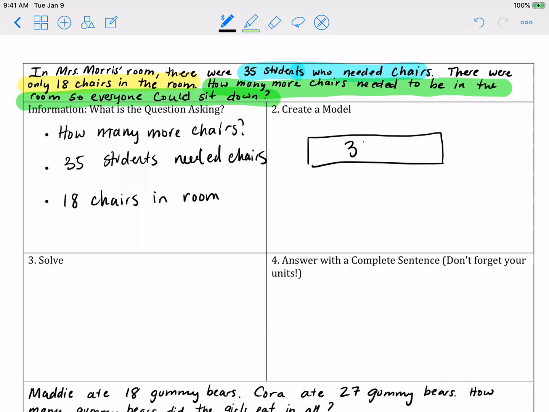We know that 35 students needed chairs. How many are in the room? Well, there's currently 18 in the room. How many more chairs do we need? That's what we need to solve. But this is a good model to help us get there. So we know that 35 is our total, and we have one part right here with 18. We got to figure out what the other part is. So when we have a whole and one part, we can subtract to help us solve.